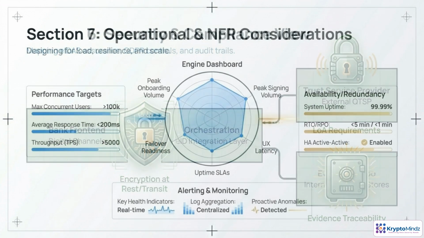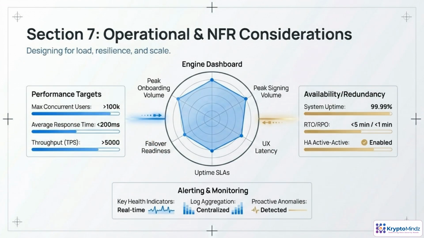Non-functional requirements answer the question: How well does the solution run in the real world? We define performance expectations, like how many onboardings or signatures we support, and what latency still feels snappy for users. We plan for failure with redundancy, automated failover, and recovery aligned to QTSP availability. We design for easy change, new ID schemes, new rules, minimal downtime. And we instrument everything, metrics, logs, and alerts that quickly reveal problems.